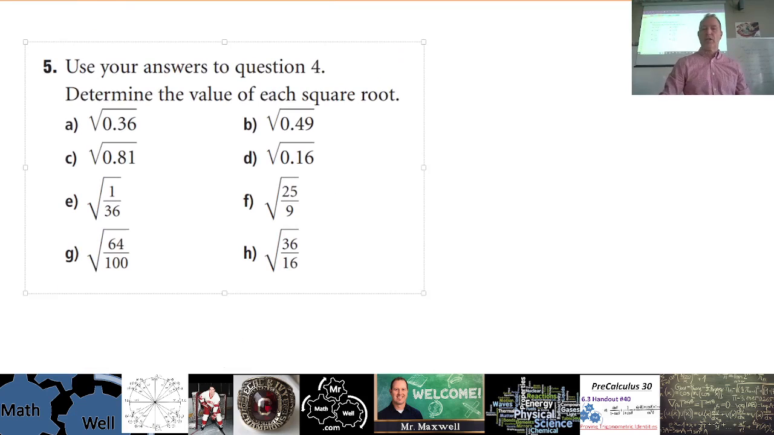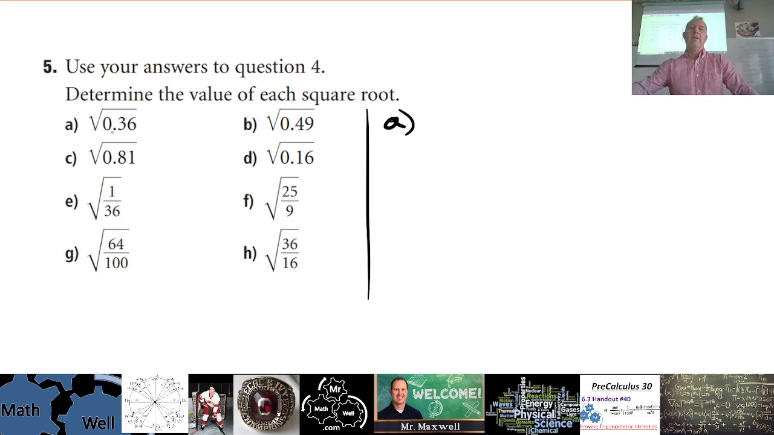Now, number 4 you were to do, and number 4 asked you to write down perfect square numbers, right? So you have those written down in your book. You should also have those in your notes. So we're going to use those values to determine what the square root of these numbers are. So for A over here, I'll use a different color. Let's use black. Okay, so the solution's over here.